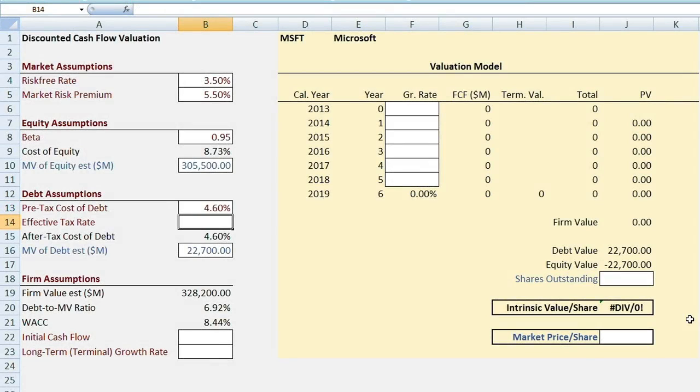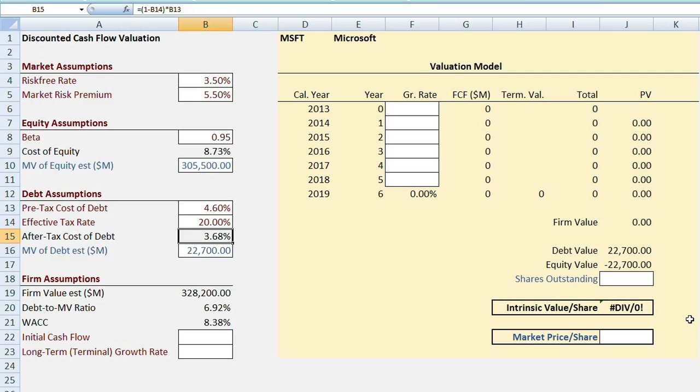In terms of the effective tax rate, we could do a lot of things here. We can use a standard marginal tax rate for a company, but many companies, I would say, don't quite pay that full marginal tax rate. I'm going to enter in 20% here for the marginal tax rate, or the effective tax rate for Microsoft. This gives them an after-tax cost of debt of 3.68%.